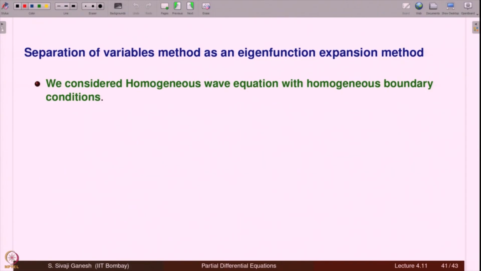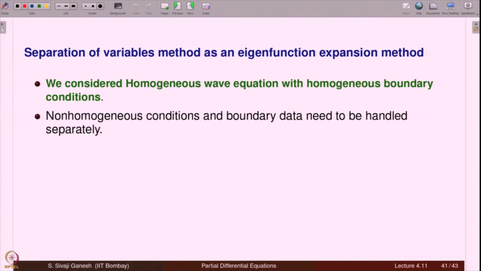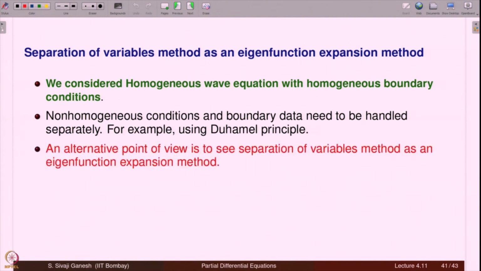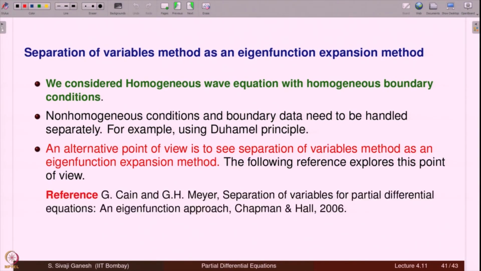Separation of variables method as an eigenfunction expansion method. Remember, we considered the homogeneous wave equation with homogeneous boundary conditions. Non-homogeneous conditions and boundary data need to be handled separately. Of course, for example, we have some tools like Duhamel's principle. An alternative point of view is to see the separation of variables method as an eigenfunction expansion method, and the following reference book explores this point of view. Of course, this is out of scope of the current course. The reference is a book by Cain and Meyer, Separation of Variables for Partial Differential Equations: An Eigenfunction Approach.